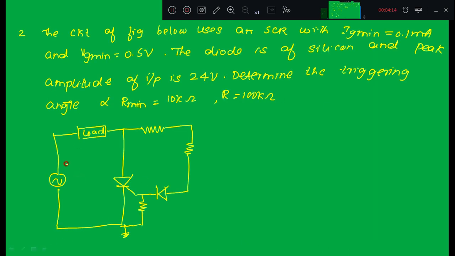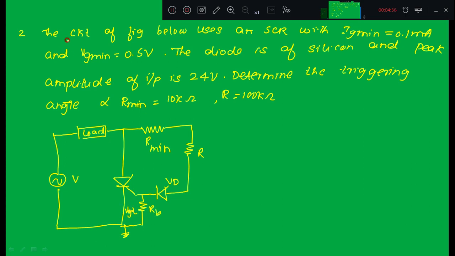Again here this is a voltage, and here it is R minimum, and here it is R. Both are R. The cut-in voltage of the diode is Vd, and this is RB. The voltage here is VGT.